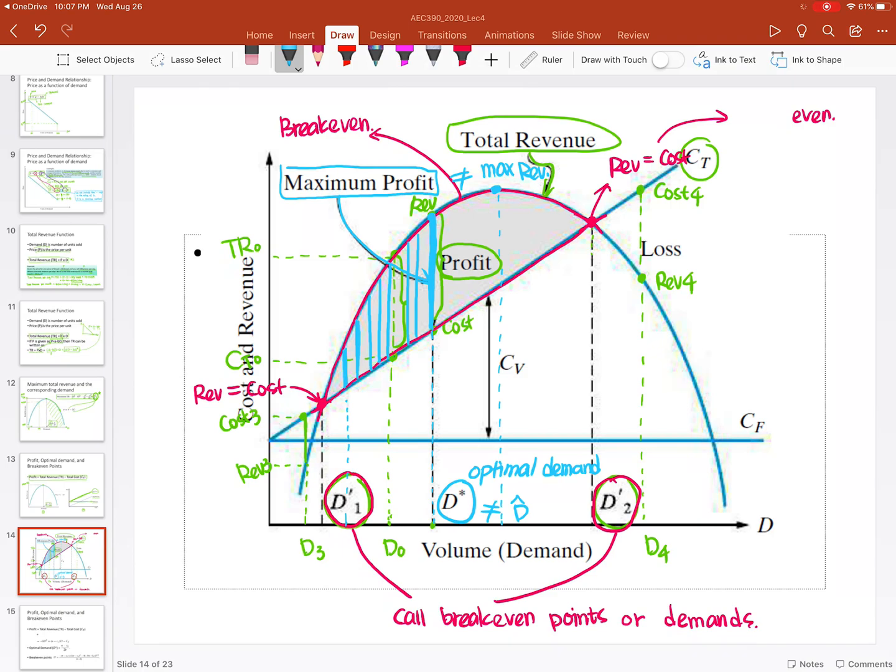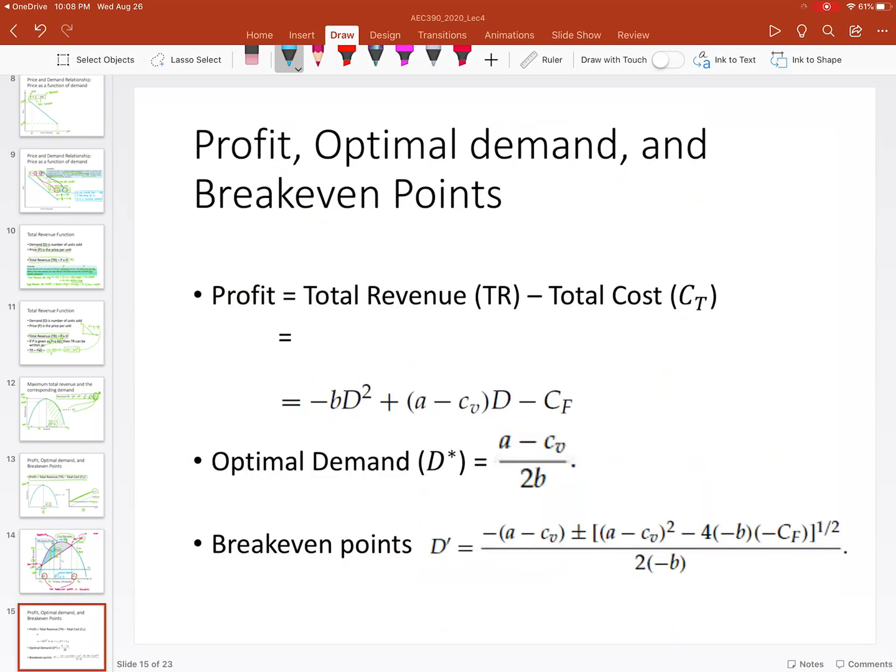Okay. And second, where do you have the maximum profit? And what's the demand called when you have the maximum profit? It's D star, optimal demand. And 3, where do you have the total revenue maximized? And what's the demand called to have that total revenue maximized? It's D hat. And also the difference between D star and D hat. The difference between the maximum profit and the maximum revenue. These are the things you want to figure out by yourself. Okay? Pause at this slide as long as you want, and think through all of this.